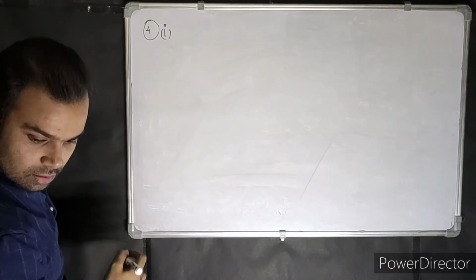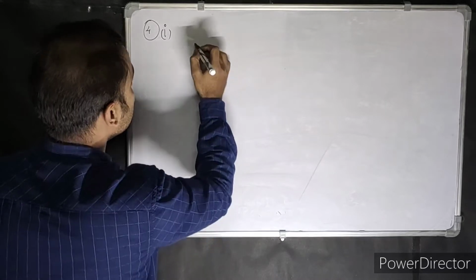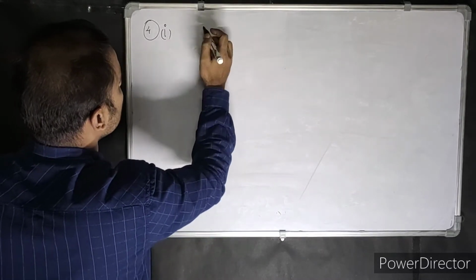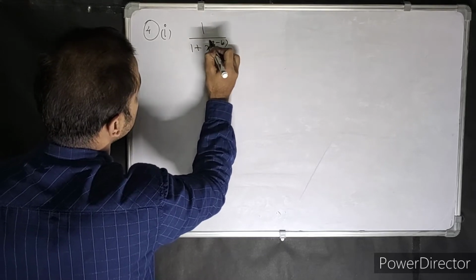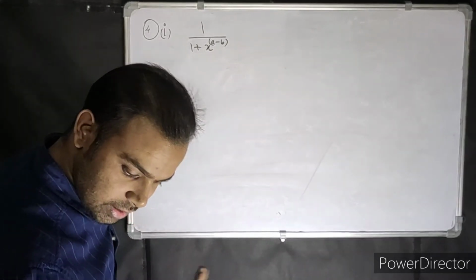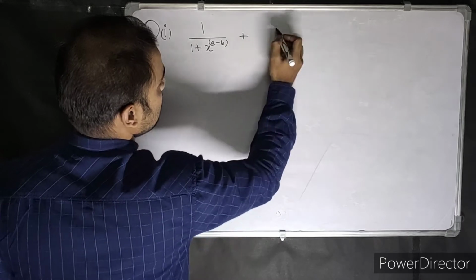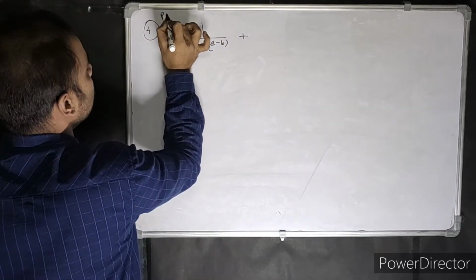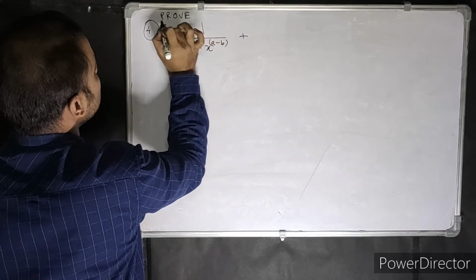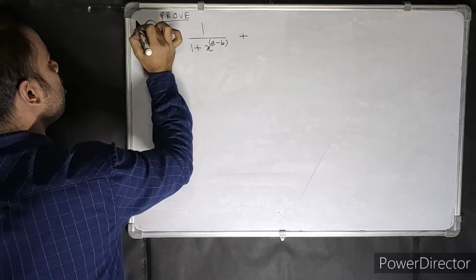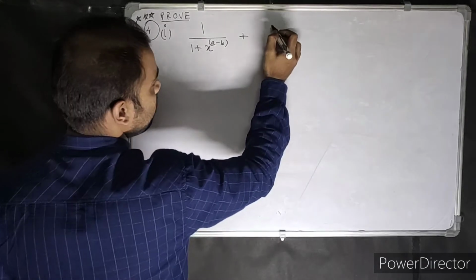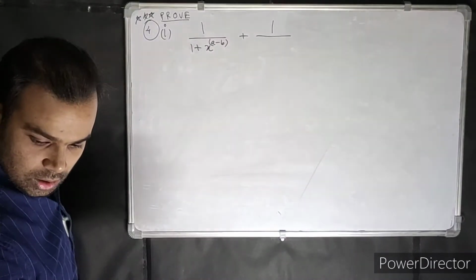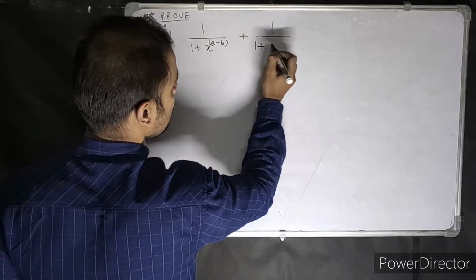Let's go on to question number 4, part 1. Look at this question. It's given 1 by 1 plus x to the power a minus b. Let's see if I copied correctly. Yes, that's right. Also this is also a proof. Okay, 3 part 3 is also an important question. These are all important questions. You will get them in the exam. Not all of them, but one of them, one or two, not more than that.